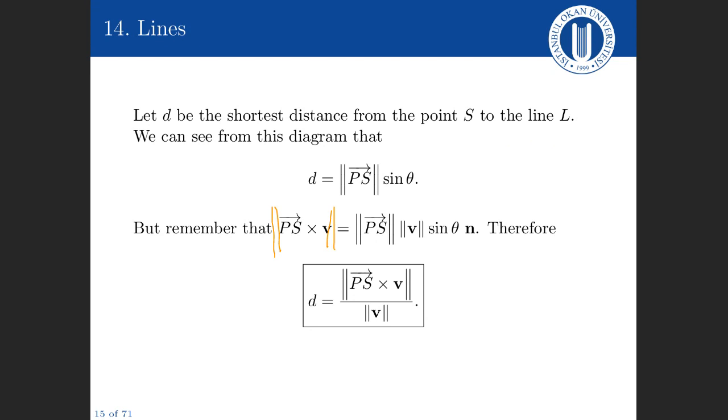norm of PS is already a positive number, we can leave that. Norm of V is going to be a positive number. Sine theta must be a positive number. And the norm of n is equal to 1. So we get the norm of PS cross V is the norm of PS, norm of V, sine theta. Therefore, the distance D must be the norm of PS cross V divided by the norm of V. And this is the equation which we need to remember. If you're asked to find the distance from a point to a line, you will be using this formula in the box.